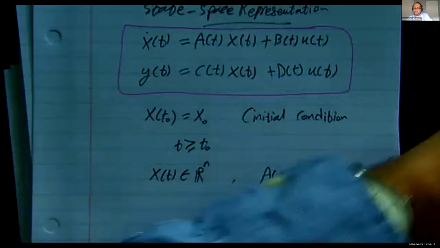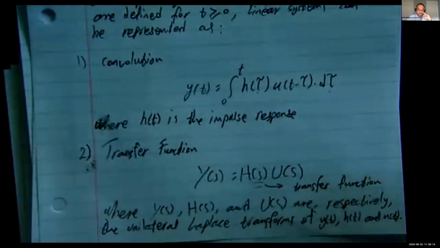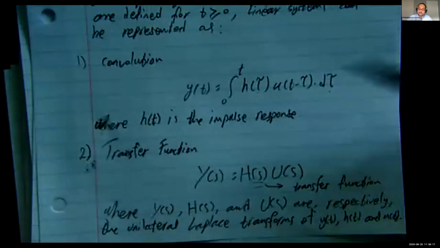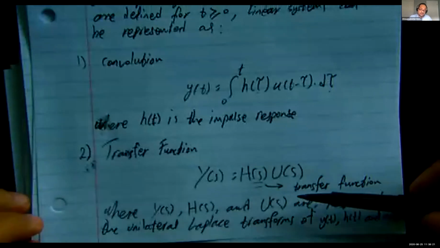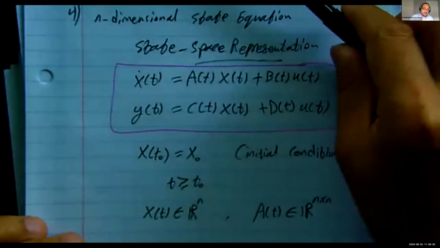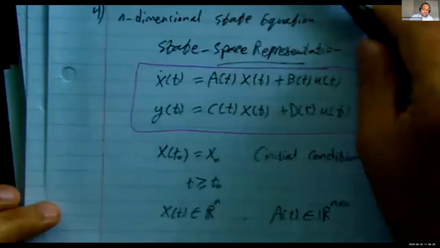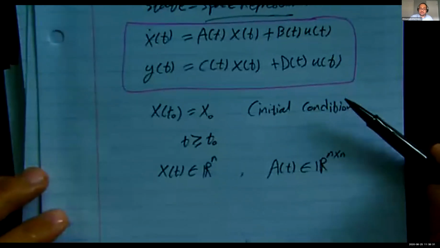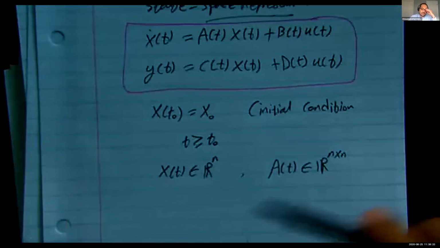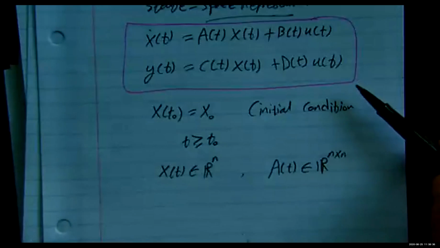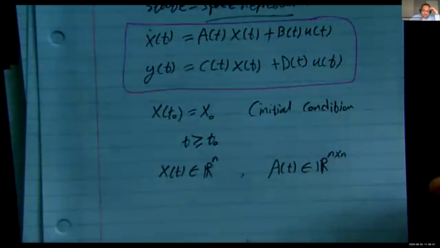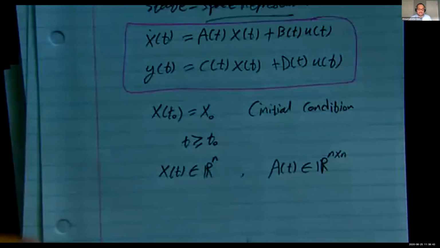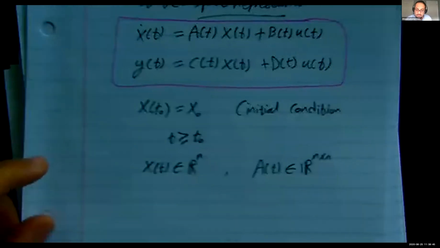Okay, so just to sum up, there are 4 different ways of representing a linear system. The first one is through convolution. The second one is through transfer function. The third one is through nth order differential equation, and the fourth is through state space representation. This form here is the most convenient in terms of designing controllers and studying the stability of the system, as you will see throughout this course.